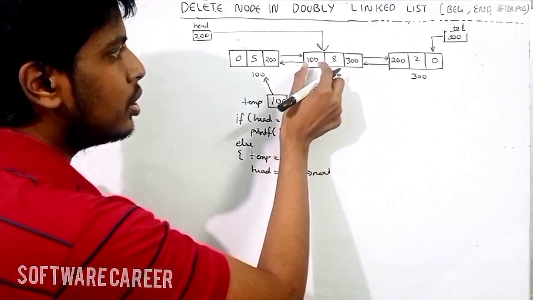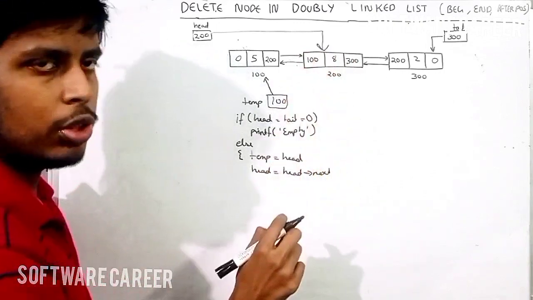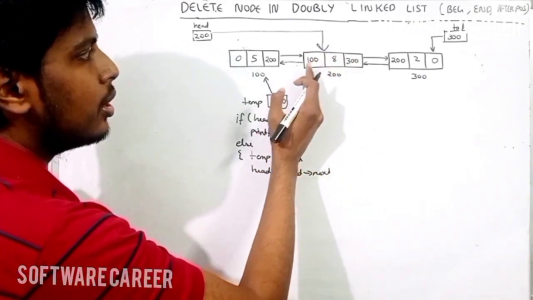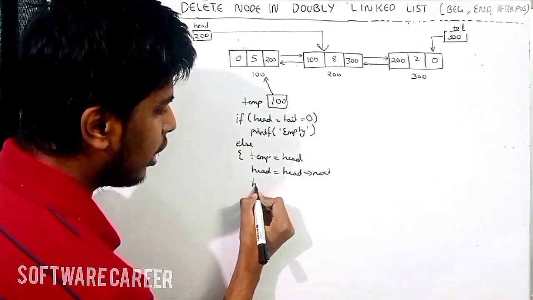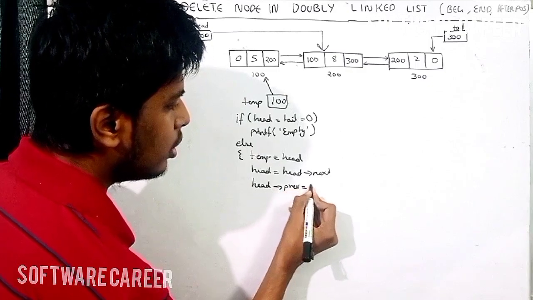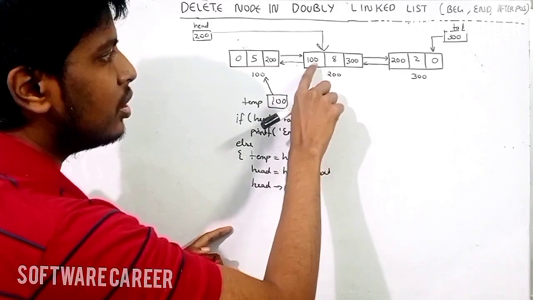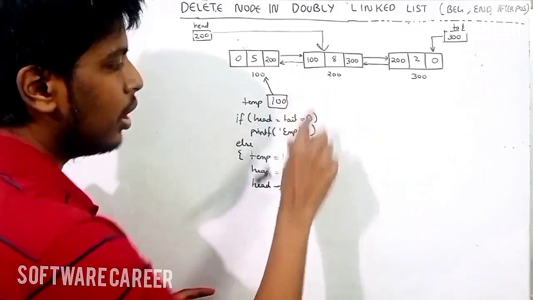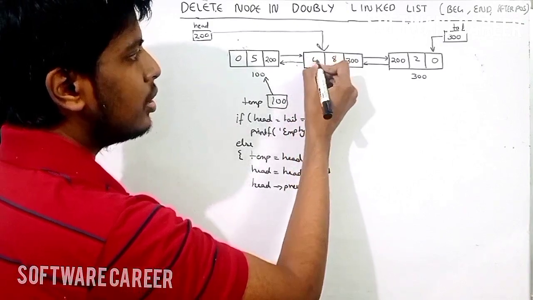Now see, this is the previous pointer of this node. In this previous pointer I should store 0, because I should consider that there is no node before this. So see here, I am writing head previous equals 0. Now see, head is 200. 200's previous is this part. In this pointer I should store 0. So see here, I am writing 0.